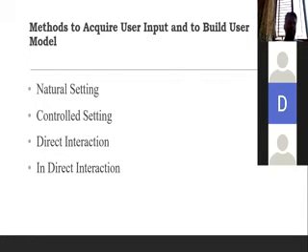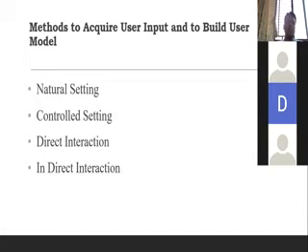So there are two basic types of techniques used to gather the input, depending on in which type of human environment the user input is acquired. As I mentioned on this slide, there are typically two different techniques, that is natural setting and a control setting. In the first one, that is in natural setting, it is basically ethnographic studies in which the feedback from the user can be acquired. And that's what a natural setting is.